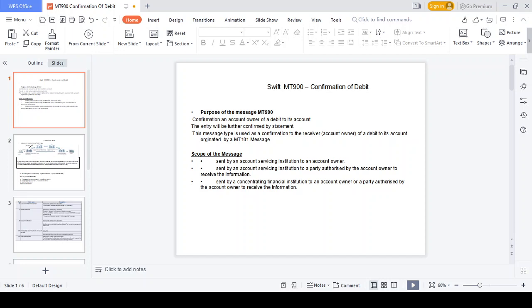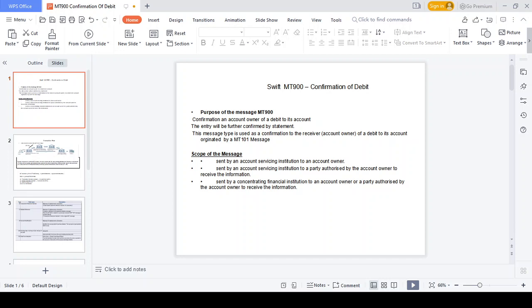MT900 Confirmation of Debit. What content will be available in this PPT? Purpose of the message, scope of the message, one simple example flow, the message structure, and mandatory and optional fields. These are the details that will be available in my PPT. First, we will look at the purpose of the message.